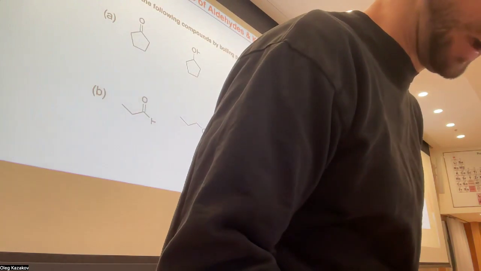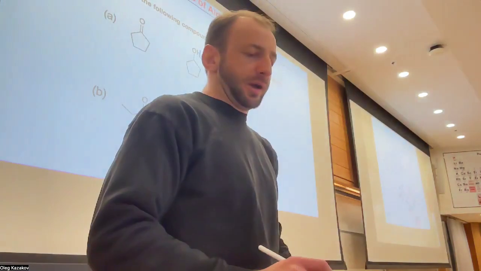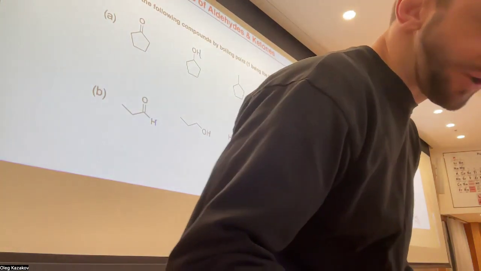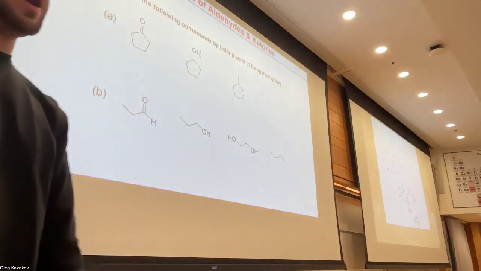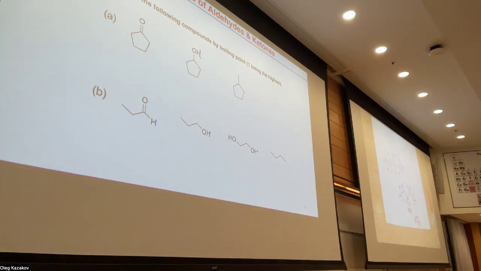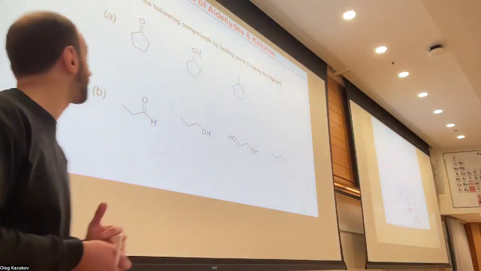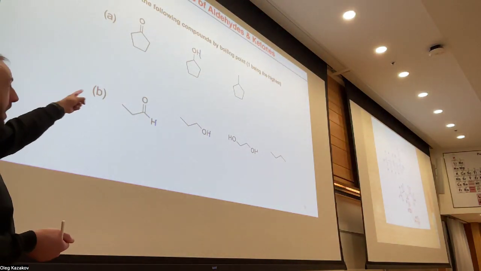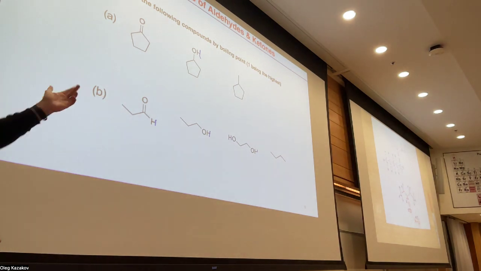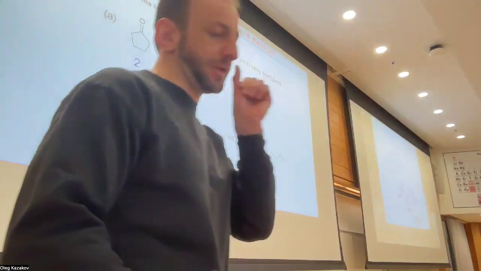Then what else? Here we have our ranking by the boiling points. If we take a look at part A, we see the alcohol right away, so we assume it will most likely have the highest boiling point. Then we have the ketone, which is going to be the runner-up. And finally, the cyclic alkane will have the lowest boiling point. That's how they're ranked.